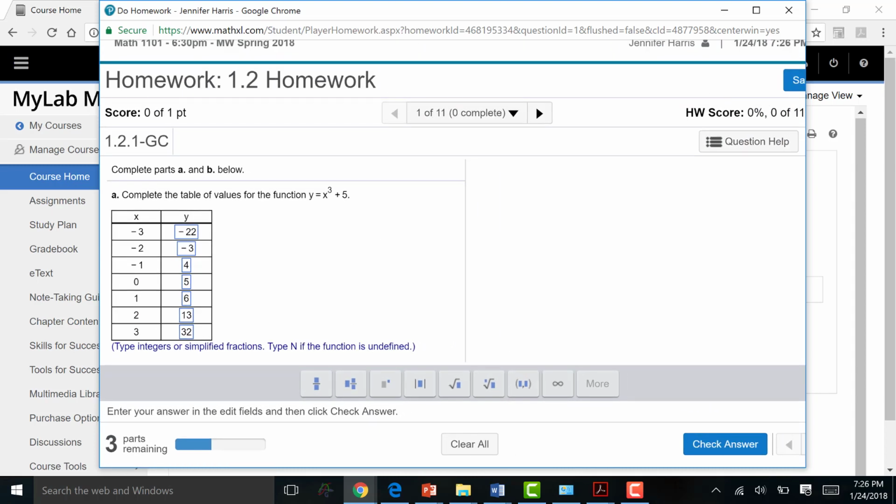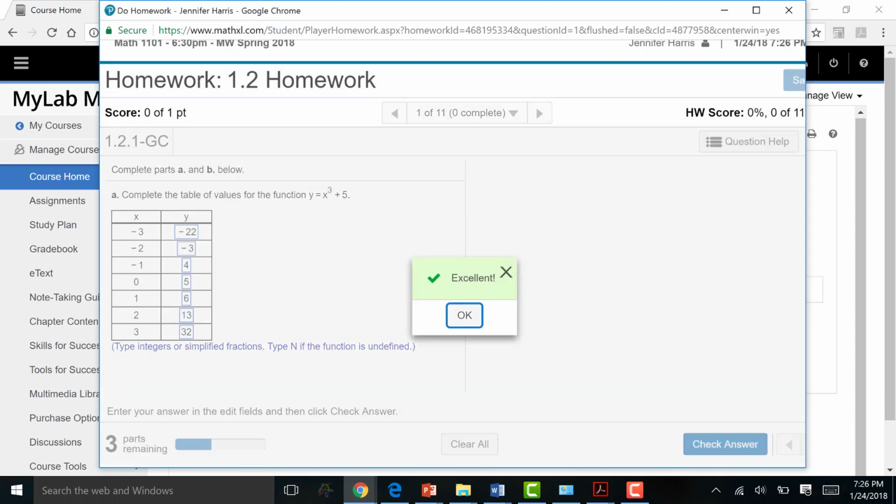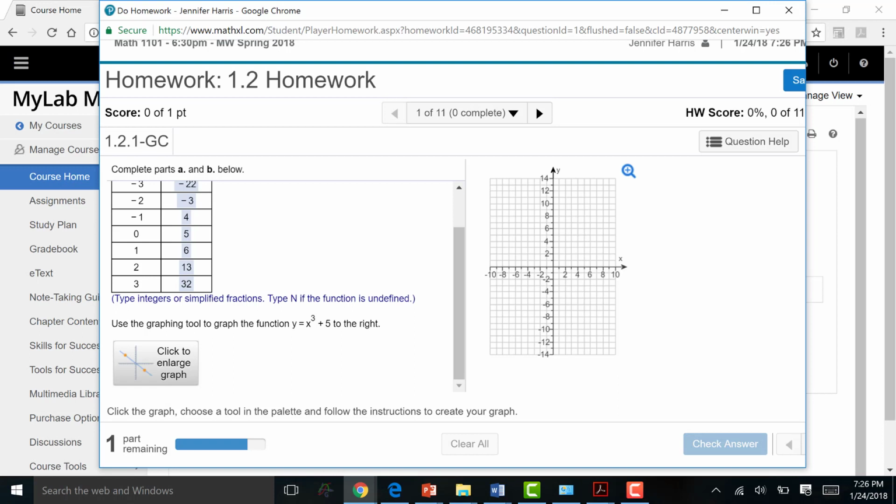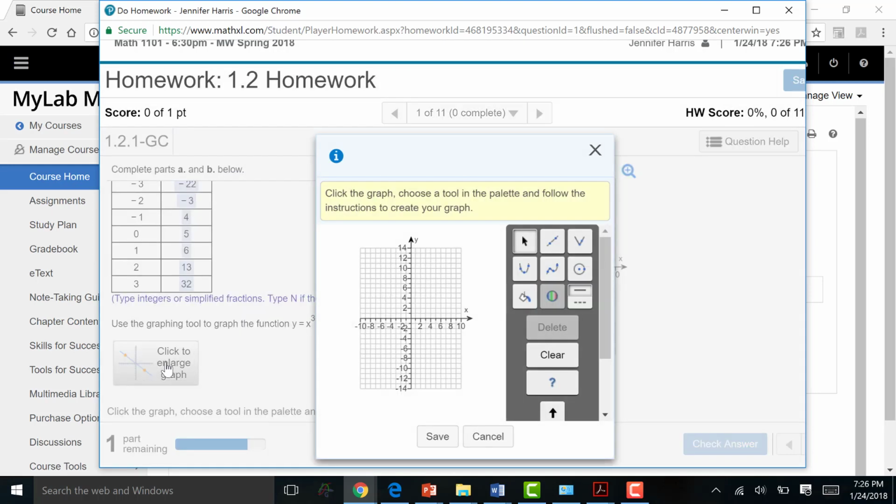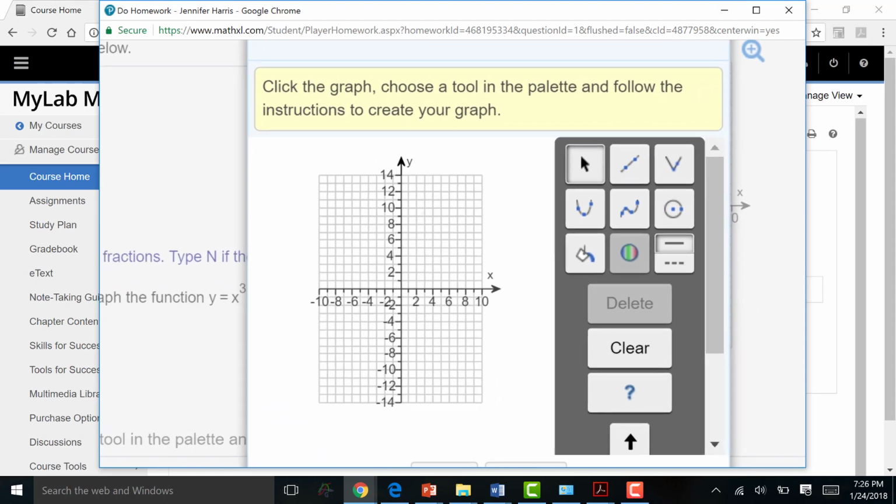All righty, check the answer. He likes it. Then it says, use the graphing tool on the right to actually plug these points into the graph. So here, it says click to enlarge the graph. I need it bigger so I can see it. I still need it bigger than that.